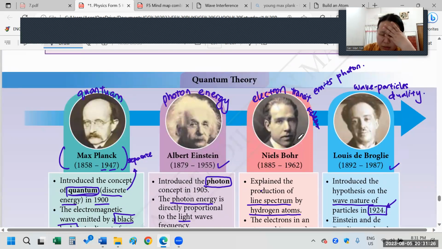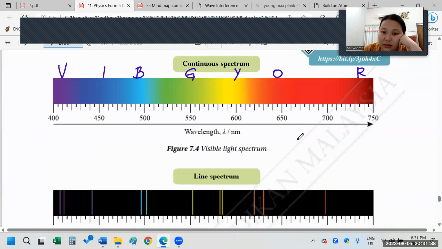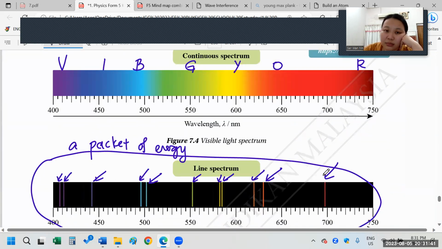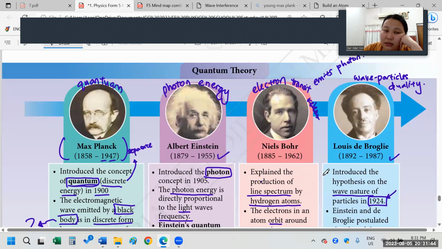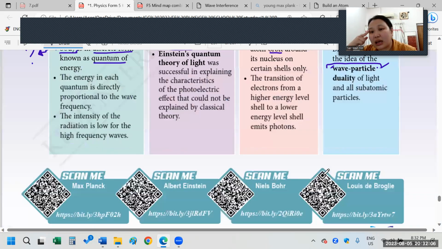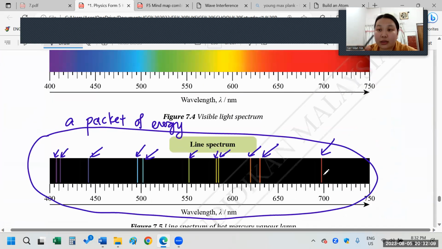So Max Planck introduced the quantum concept. What is quantum? It is energy, discrete energy. Discrete like this. Then Albert Einstein, based on the quantum, introduced the quantum energy as photon energy. Photon. So when I say photon, directly you get it. The word photon means energy, but not one energy. It is a package of energy. A packet of energy.